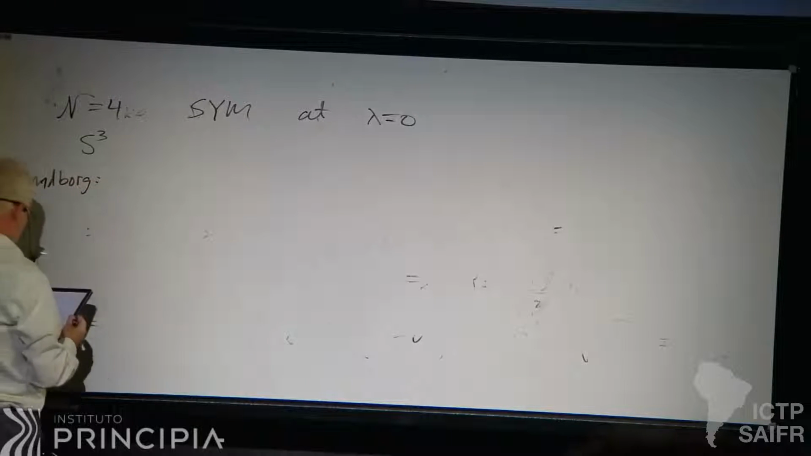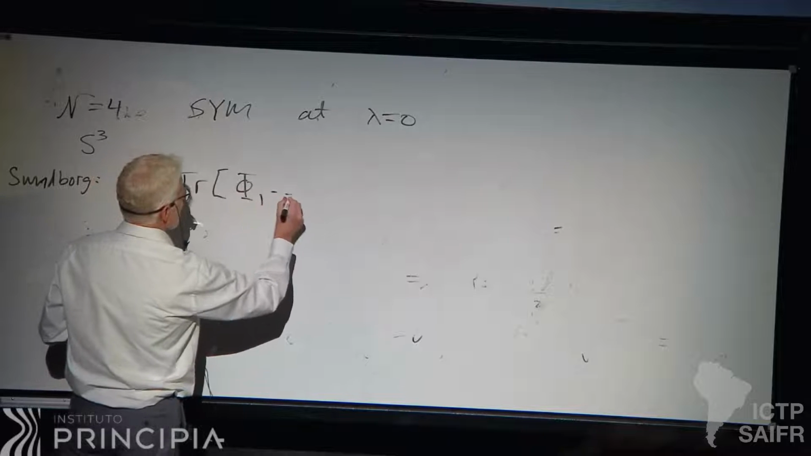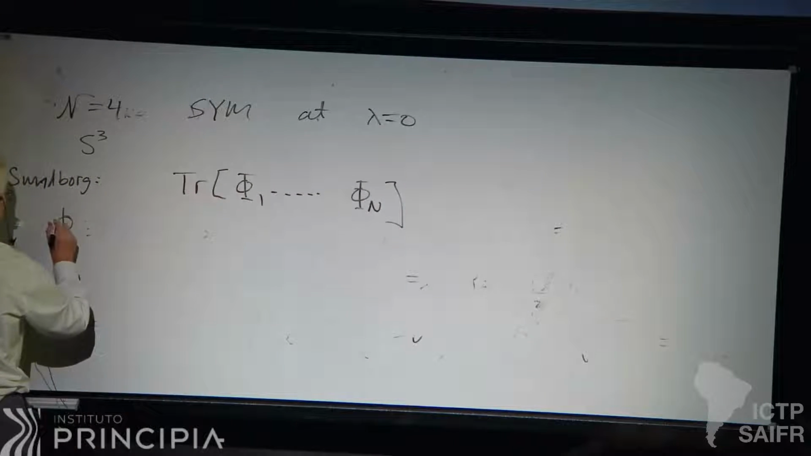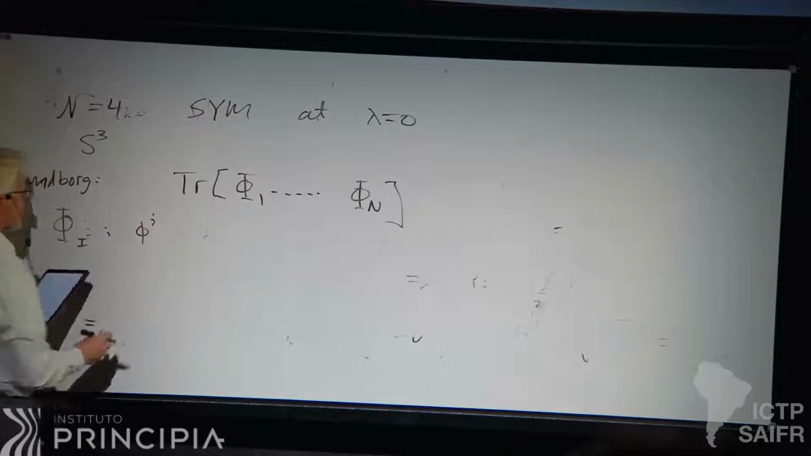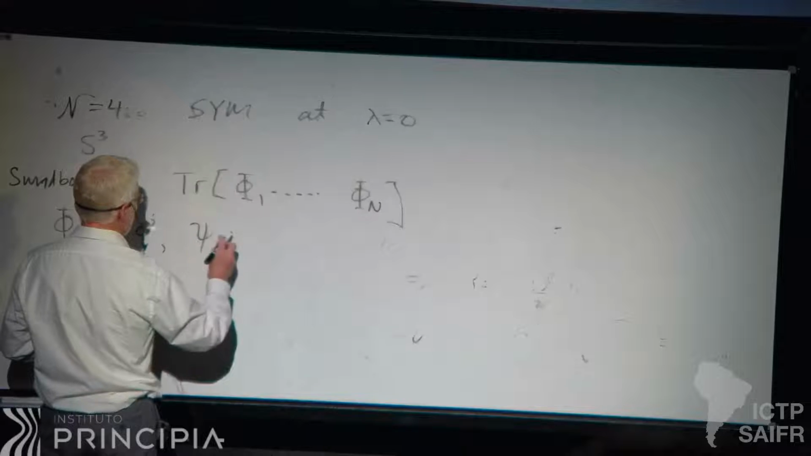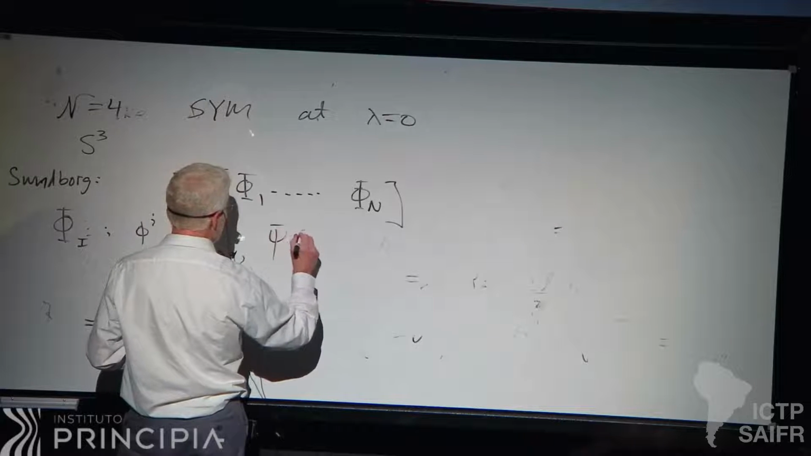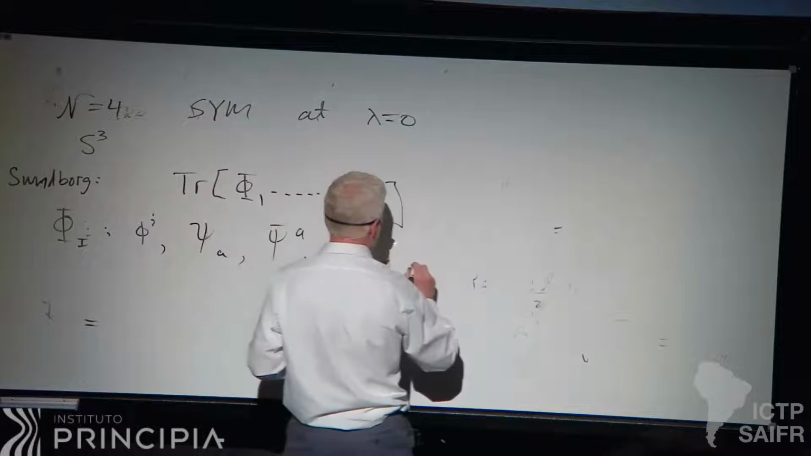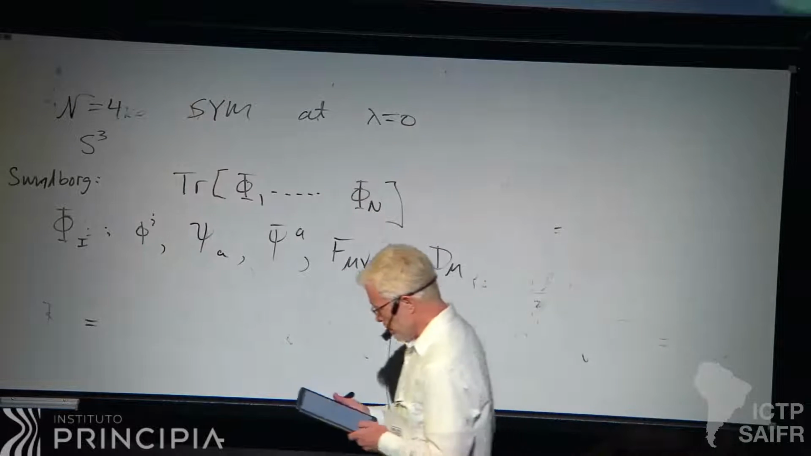Basically what you want to do is consider all the single trace operators, where these phi's are either the six scalars, let's call them phi^I. So this is a capital phi, this is a small phi. We have the fermions, which are either in the fundamental or the anti-fundamental of the SU(4) R-symmetry, or you have field strengths, or their derivatives, their covariant derivatives acting on these things.